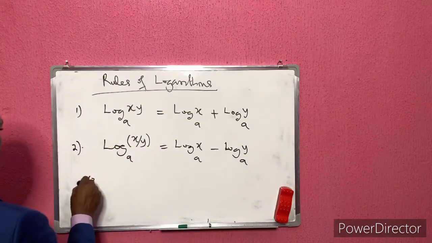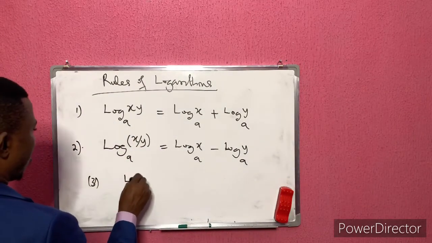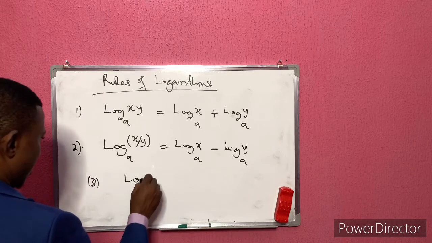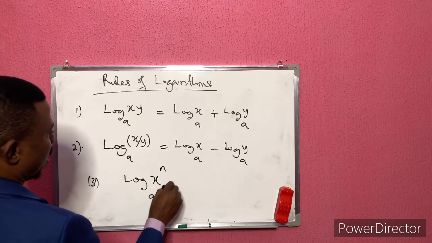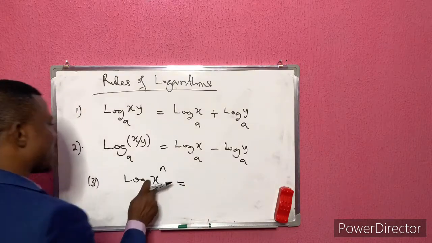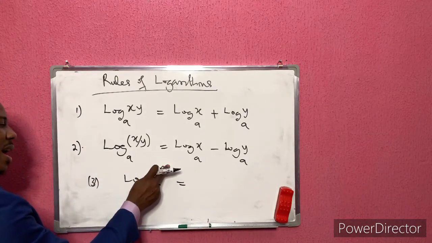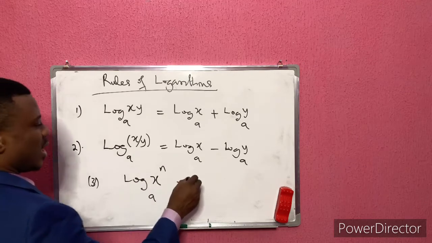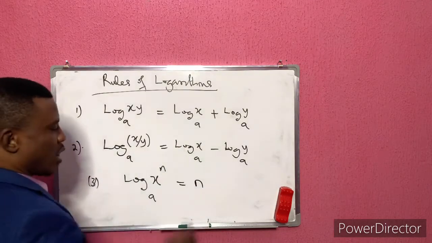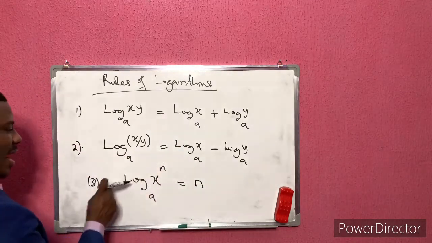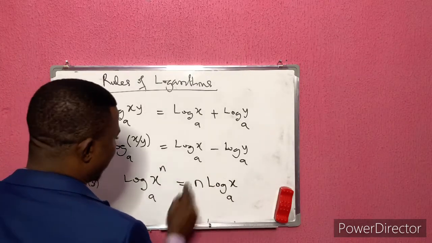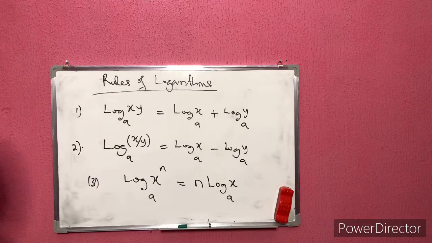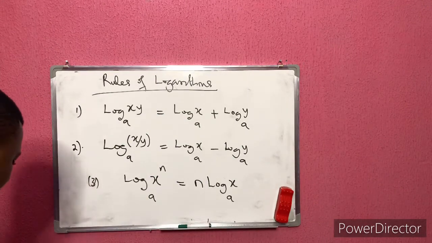3, logarithm of x to the power of n base a will give you, when the logarithm is powered, you take the power or index, and that index becomes the coefficient. You bring it to the front: n times logarithm of x base a. This is another law, the third law of logarithm. Do not forget.